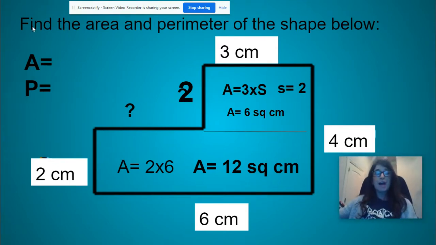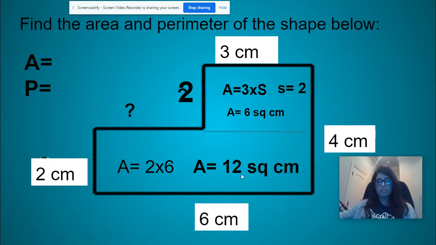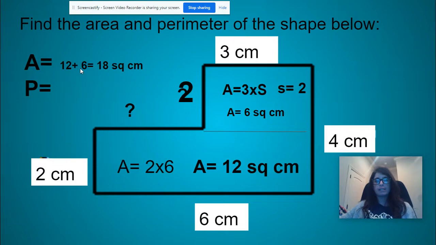All right, friends, so now that we've figured out the area for both rectangles, we have the bottom rectangle, which is 12 squared centimeters, and the top is 6 squared centimeters. Now we can find the area of the entire shape. The area for the entire shape is going to be 12 plus 6. I'm adding those areas together. 12 plus 6 is equal to 18. So the area of this entire rectilinear shape is equal to 18 squared centimeters. Good job, friends.